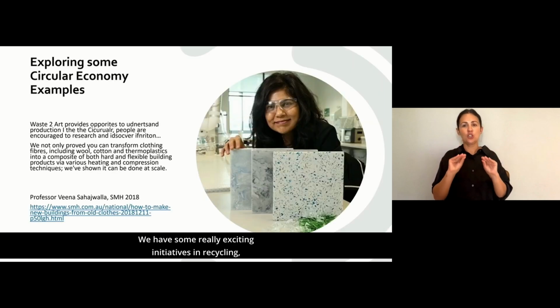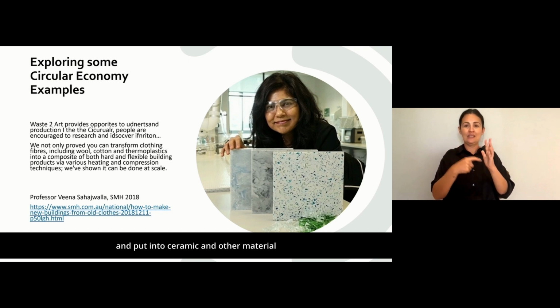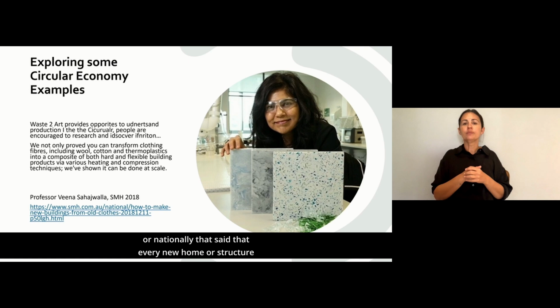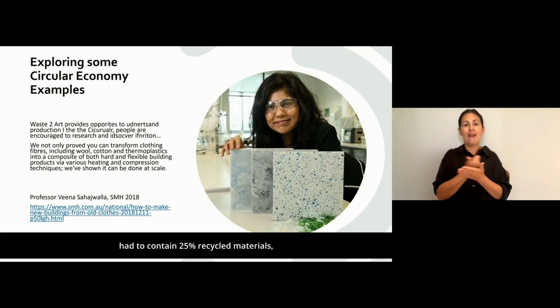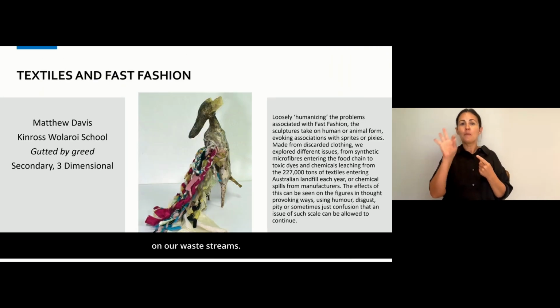We have some really exciting initiatives in recycling, and one of the fantastic things is that textiles waste can be shredded down and put into ceramic and other material and used as a building product. If we were to have legislation in New South Wales or nationally that said that every new home or structure that was built in the country had to contain 25% recycled materials, we'd see a very good outcome almost immediately on our waste streams. It would make them very valuable.